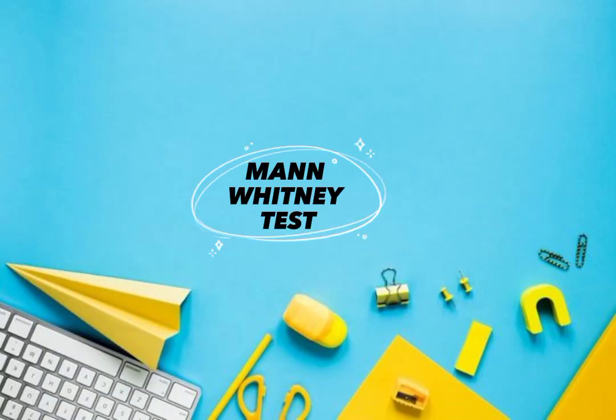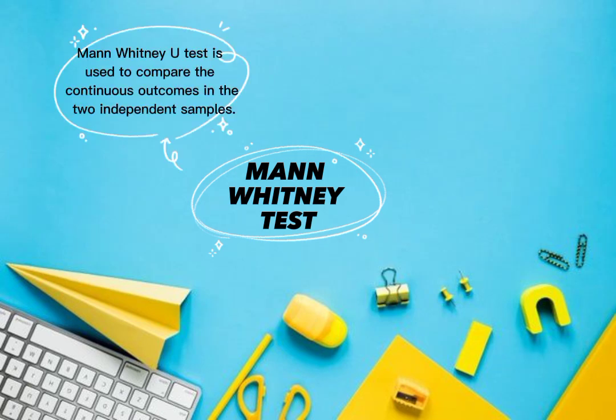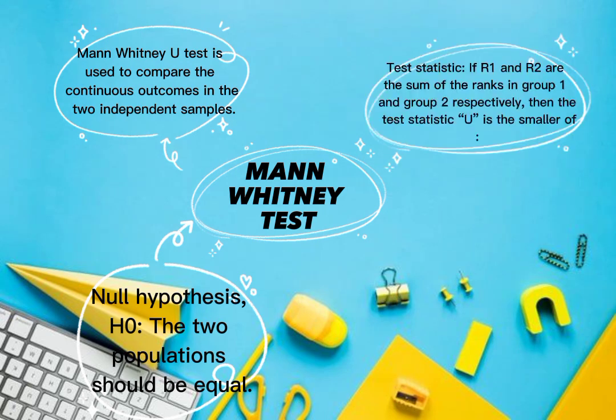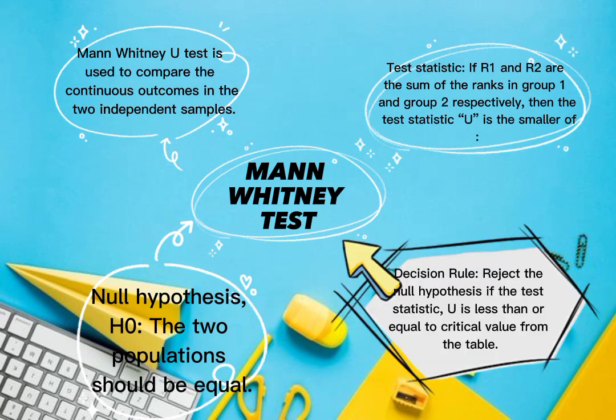Third, Mann-Whitney test. Mann-Whitney U-test is used to compare the continuous outcomes in the two independent samples. Null hypothesis: the two populations should be equal. Test statistic: if R1 and R2 are the sum of the ranks in group 1 and group 2 respectively, then the test statistic U is the smaller of the two computed values. Decision rule: reject the null hypothesis if the test statistic U is less than or equal to the critical value from the table.